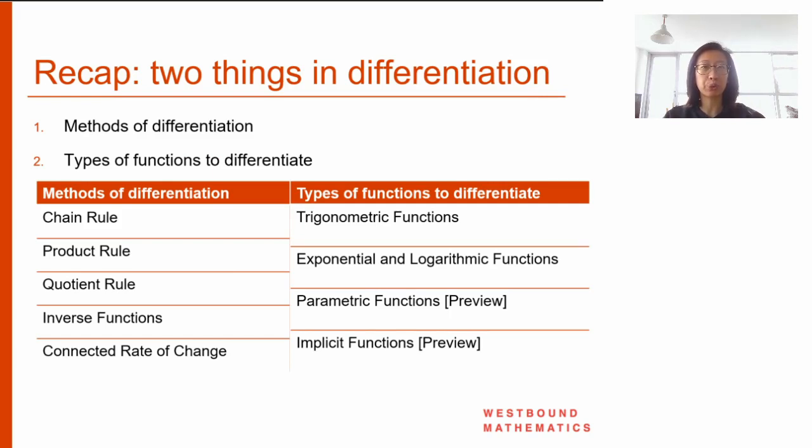We started off with going through the definition of derivative, differentiation, and their graphic representation. We then moved on to the two main topics under differentiation, the first one being the methods of differentiation that is listed on the left-hand side of the table, including chain rule, which is the method to differentiate composite function, product rule, how to differentiate the product of two functions, quotient rule, how to differentiate a fraction or say a division of two functions, and then how to use inverse functions and connected rate of change to find the derivative of a function that is otherwise difficult to find.